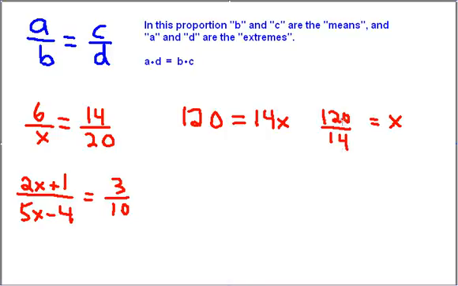We can reduce this. Both the top and bottom are divisible by 2. If we divide 120 by 2, that'll give us 60. And if we divide 14 by 2, that'll give us 7. 120 over 14 reduces to 60 over 7. So the value for x in this proportion would be 60 over 7.